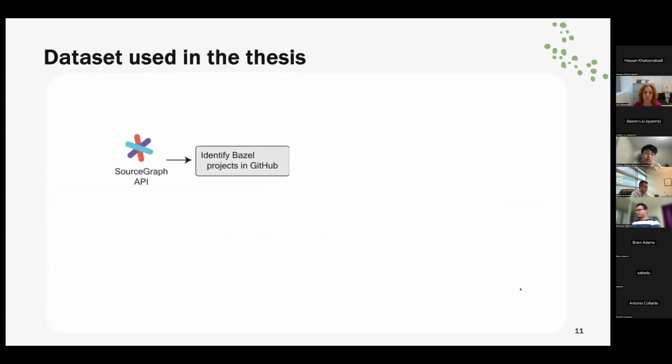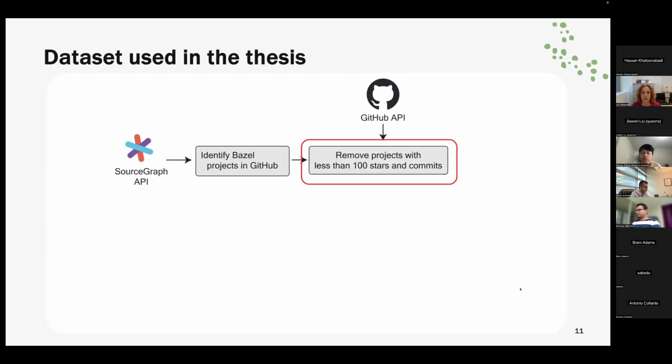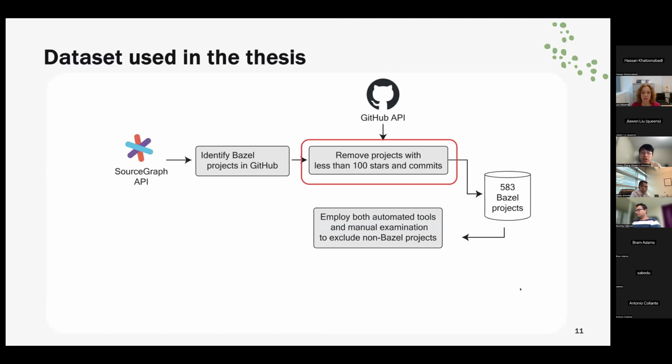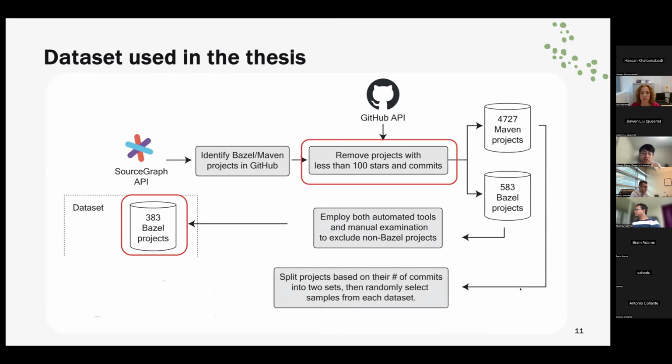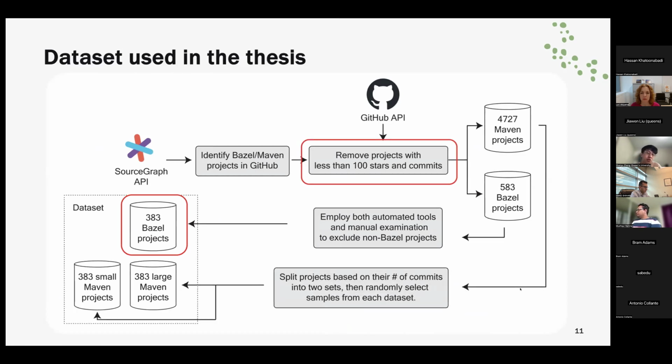So we use Sourcegraph to collect Bazel projects from GitHub. We exclude projects with fewer than 100 stars and commits to remove trivial projects. After we employ automated tools and manual examination to remove false positives, we collected a total of 383 Bazel projects. In addition, we also collected 383 small Maven projects and 383 large Maven projects, and we use them as the baseline for comparison in RQ1, to see the difference in build performance feature usage between traditional and modern artifact-based build technologies.